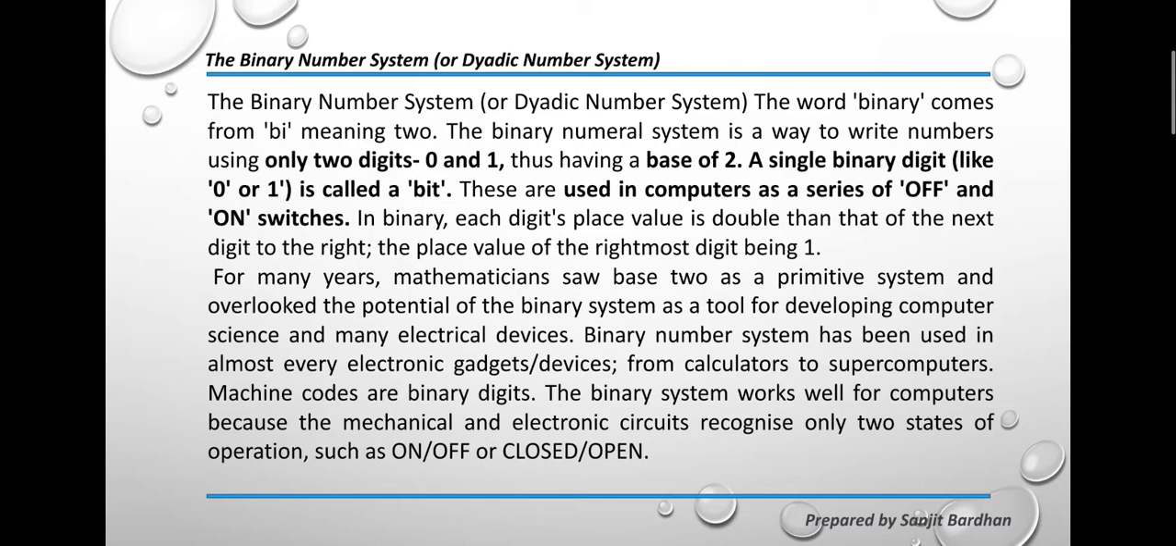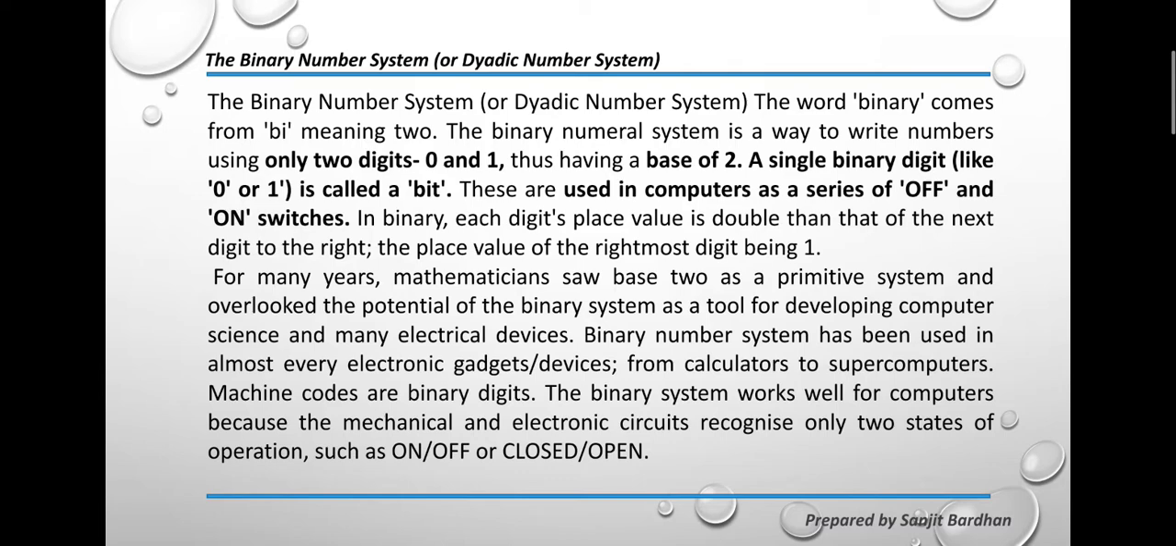Bit is the smallest unit of computer memory. These are used by the computer as a series of off and on switches. In binary, each digit's place value is double the next digit's, the place value of the rightmost digit being 1. For many years, mathematicians saw the base of 2 as a primitive system and overlooked the position of the binary system as a tool for developing computers.